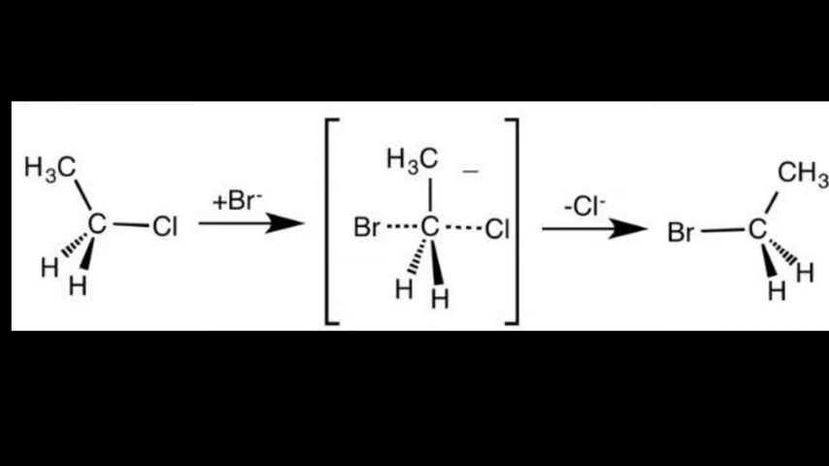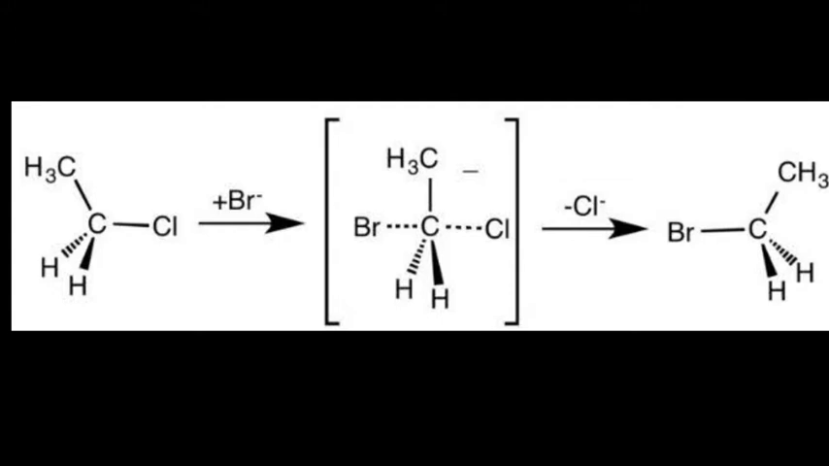So here we will show how this reaction happens. What is the reaction? This is ethyl fluoride, and what happens? The Br minus, the bromine nucleophile, attacks this alkyl halide, and this is how the reaction happens. In this medium, the bracket represents the transition state.